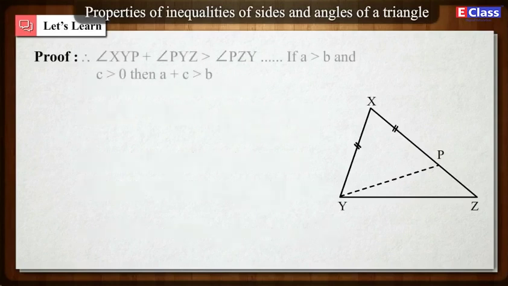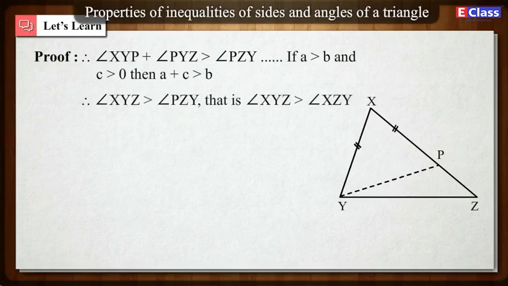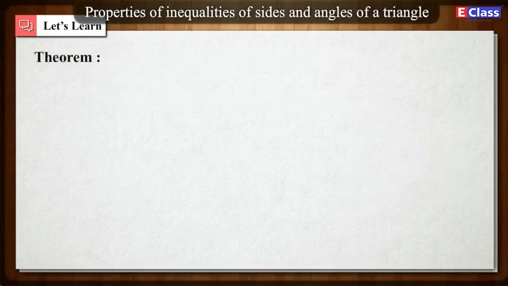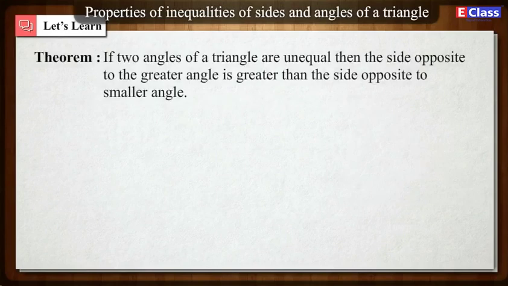Therefore, angle XYP plus angle PYZ is greater than angle PZY. Because if A is greater than B and C is greater than 0, then A plus C is greater than B. Therefore, angle XYZ is greater than angle PZY. That is, angle XYZ is greater than angle XZY. Theorem. If two angles of a triangle are unequal, then the side opposite to the greater angle is greater than the side opposite to the smaller angle.